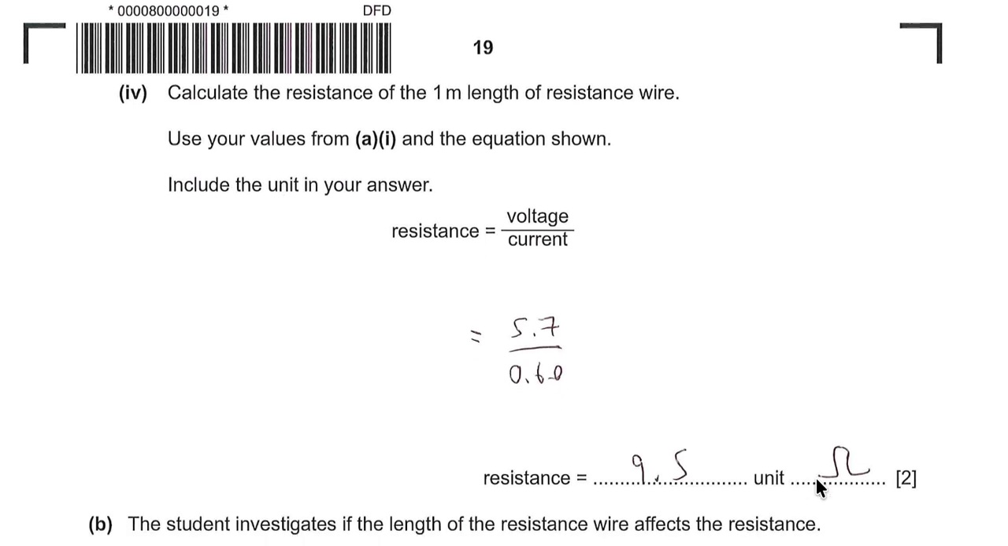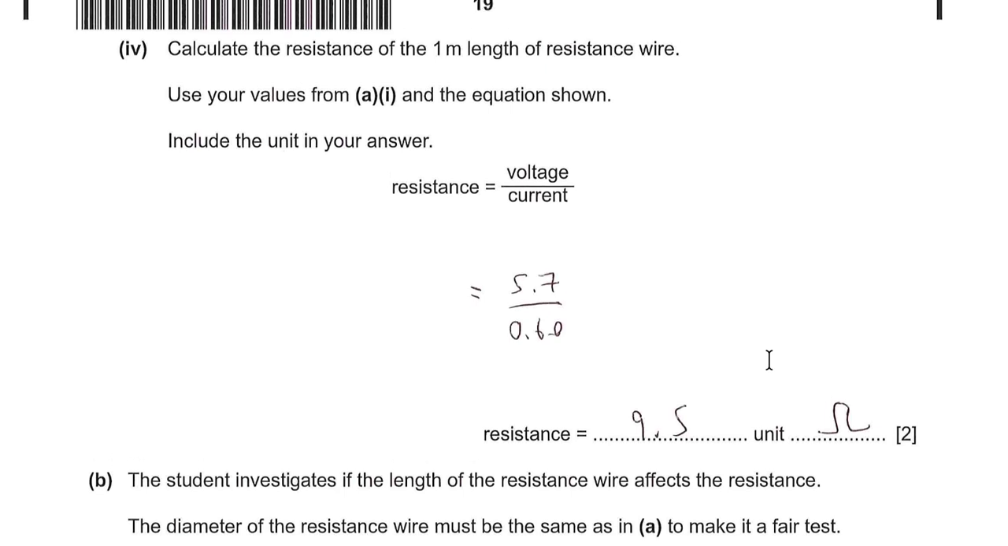So we're going to investigate if the length of the resistance wire affects the resistance. We should get a change in resistance. If we change the length, we change the resistance. In this case, increasing the length should increase the resistance. Longer wires are harder to get through.